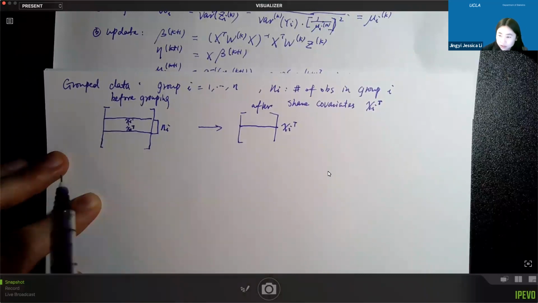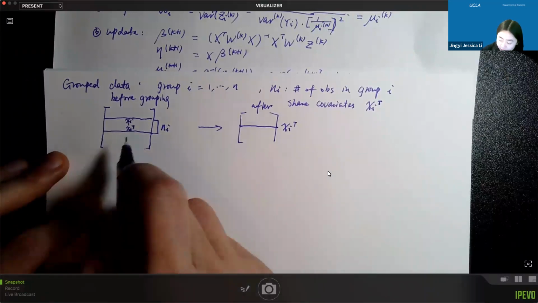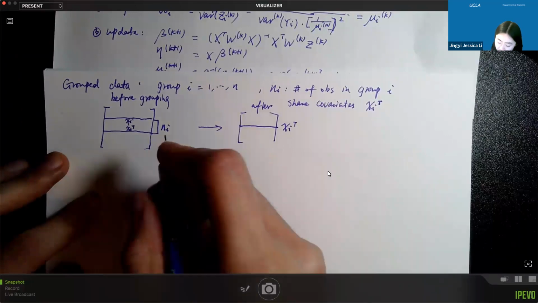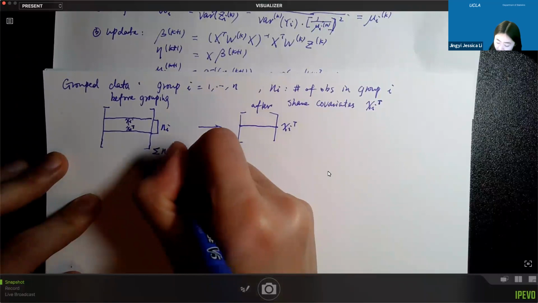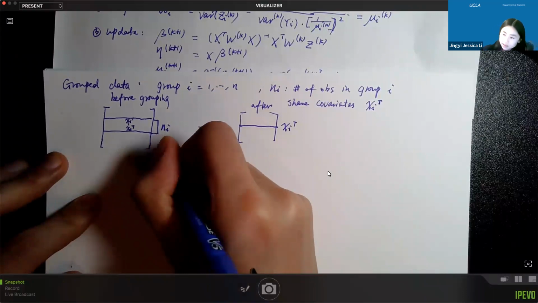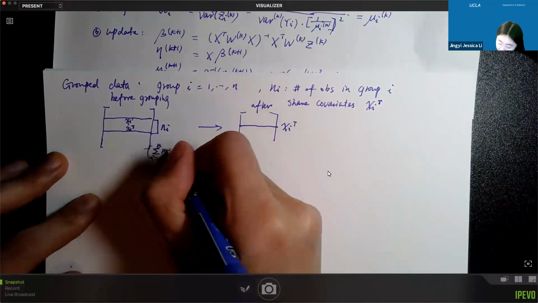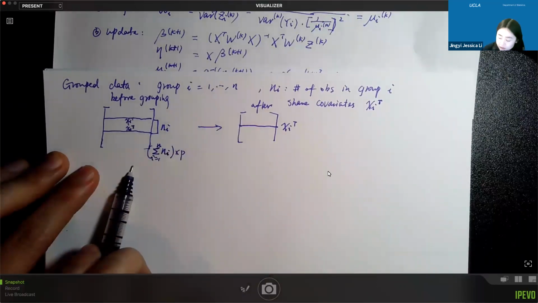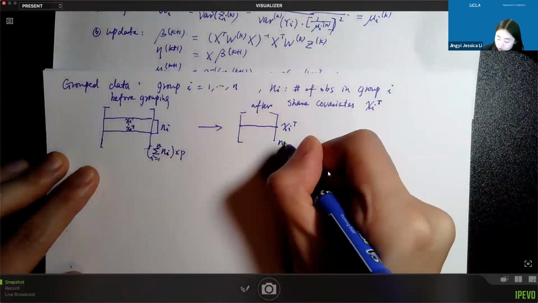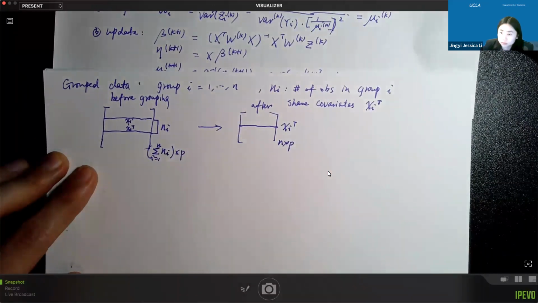So you can think of each row in the group data as corresponding to n_i rows of the before grouping data. How many rows do I have here? I should have the summation of n_i, i from 1 to n, that's the total, times p. That's the before grouping design matrix. But now after grouping, my dimension is reduced to n by p. So let's keep this in mind.